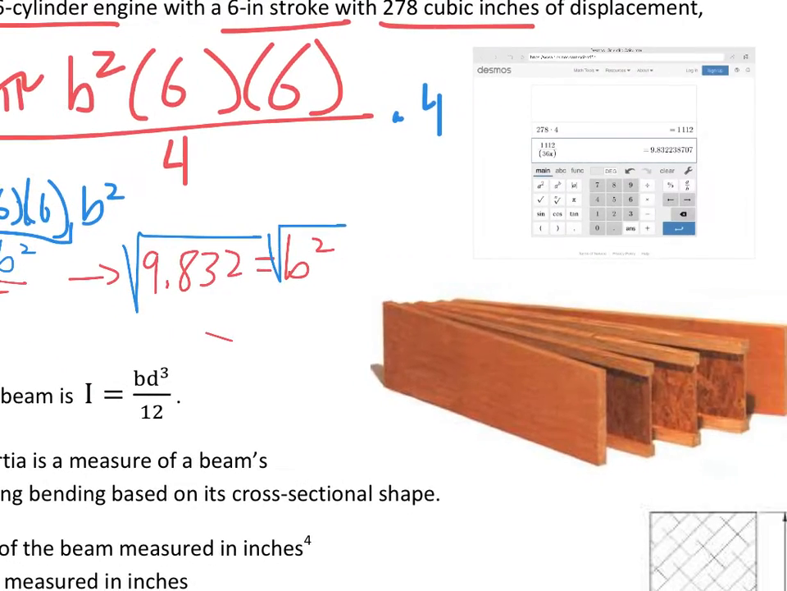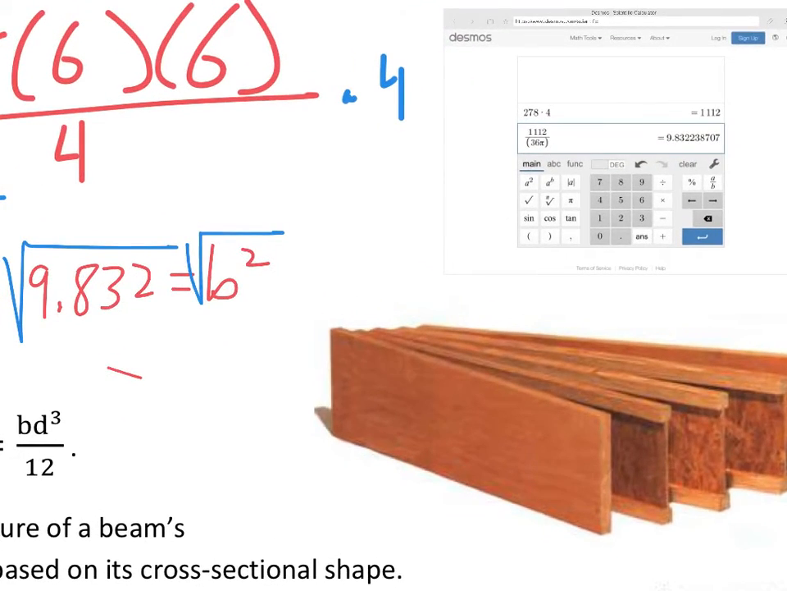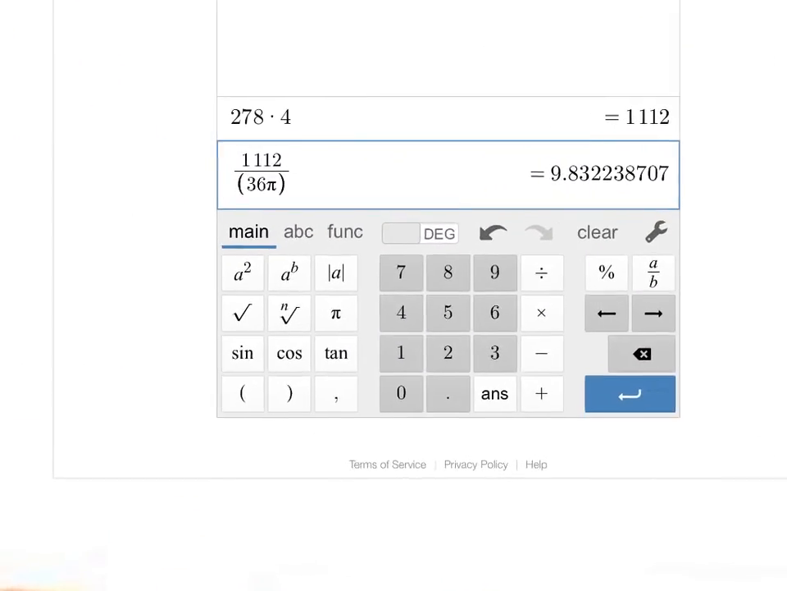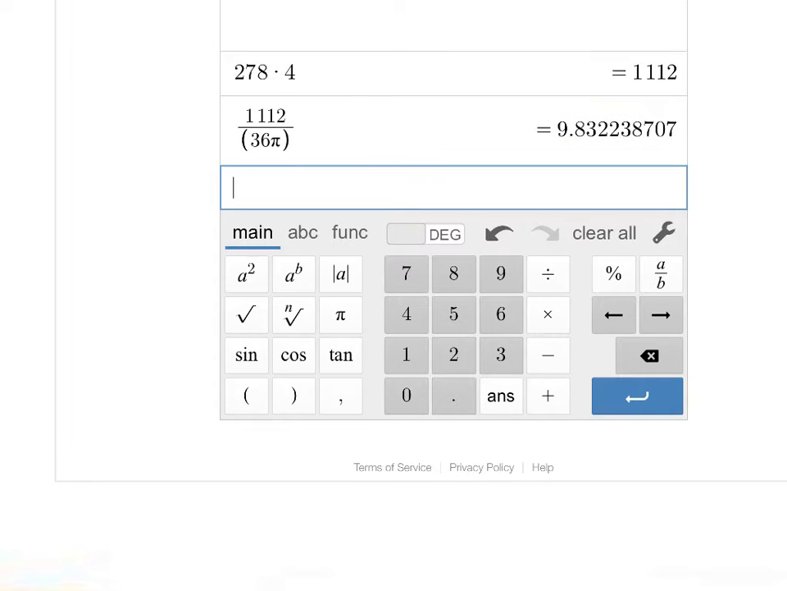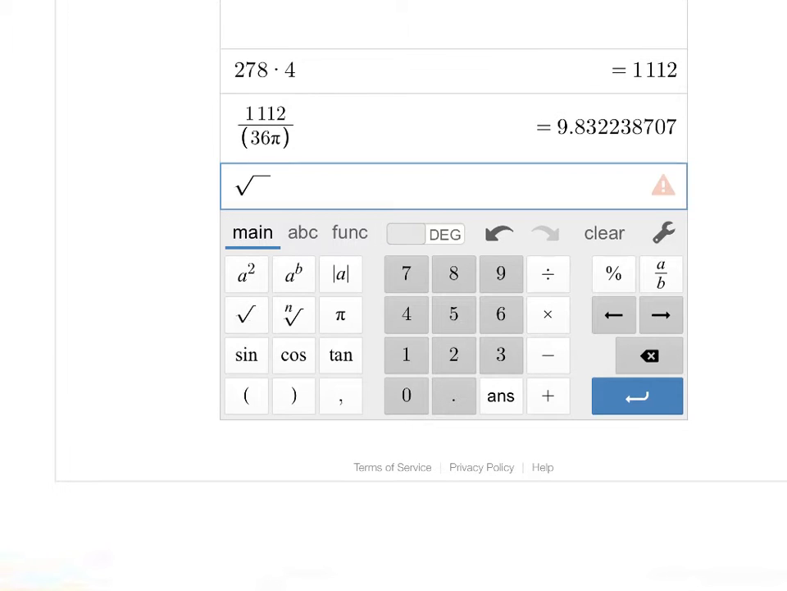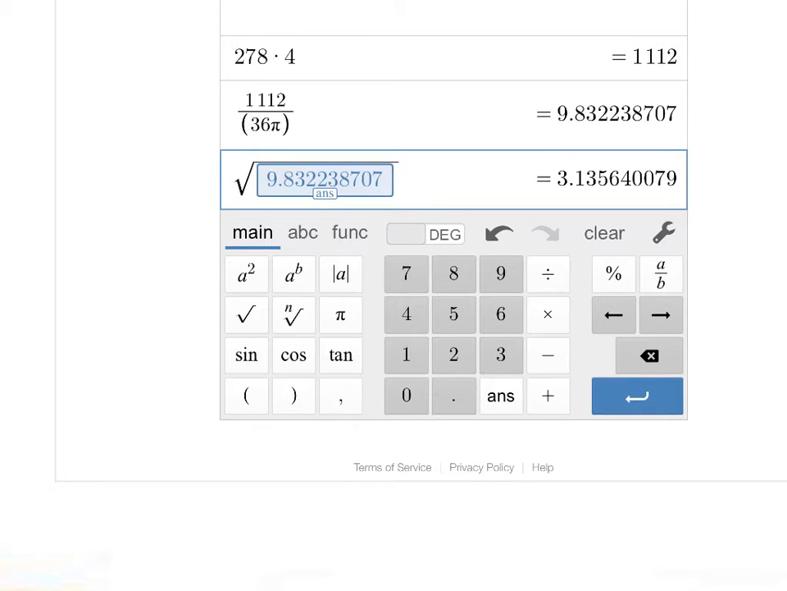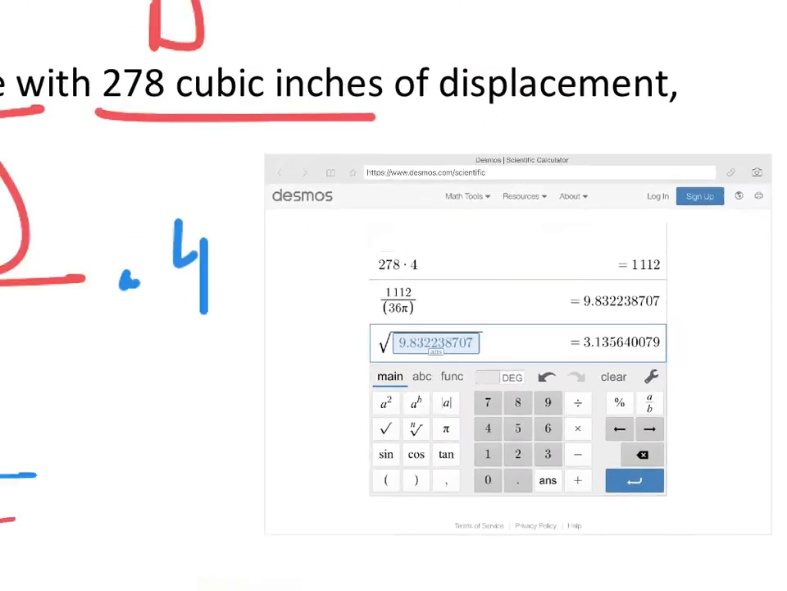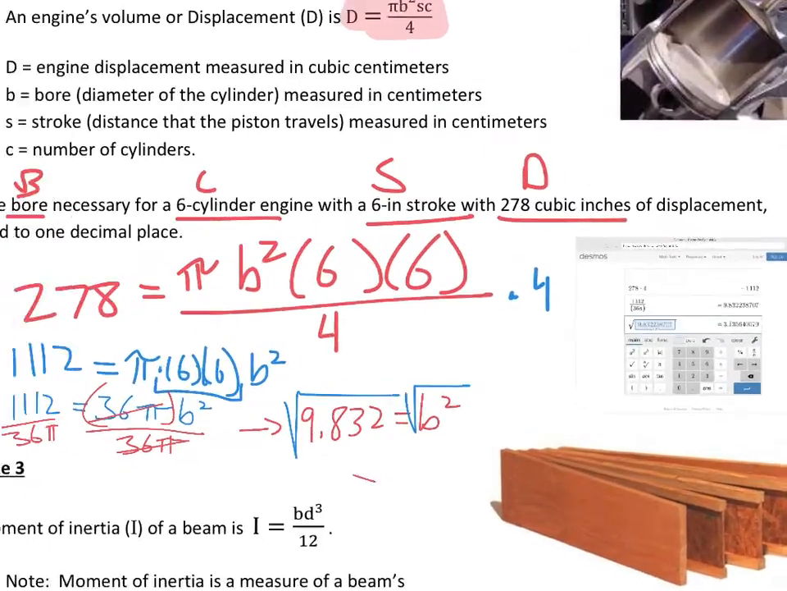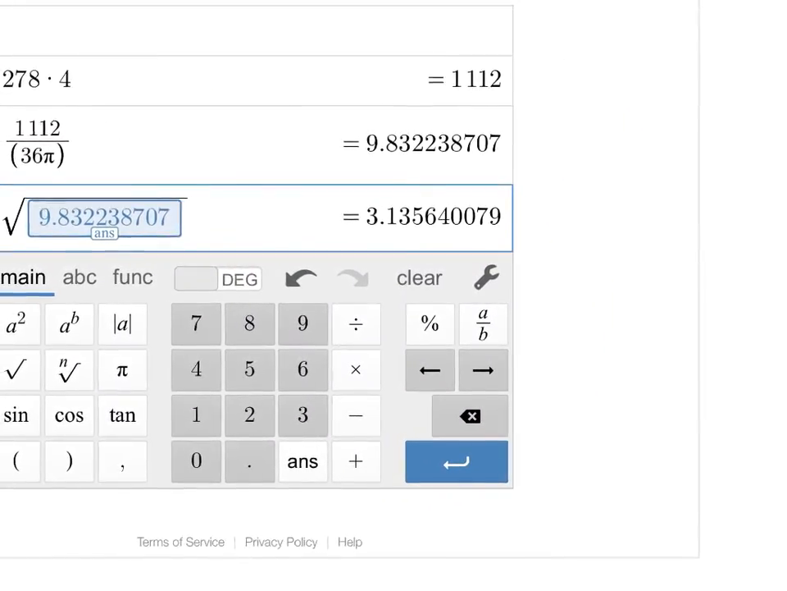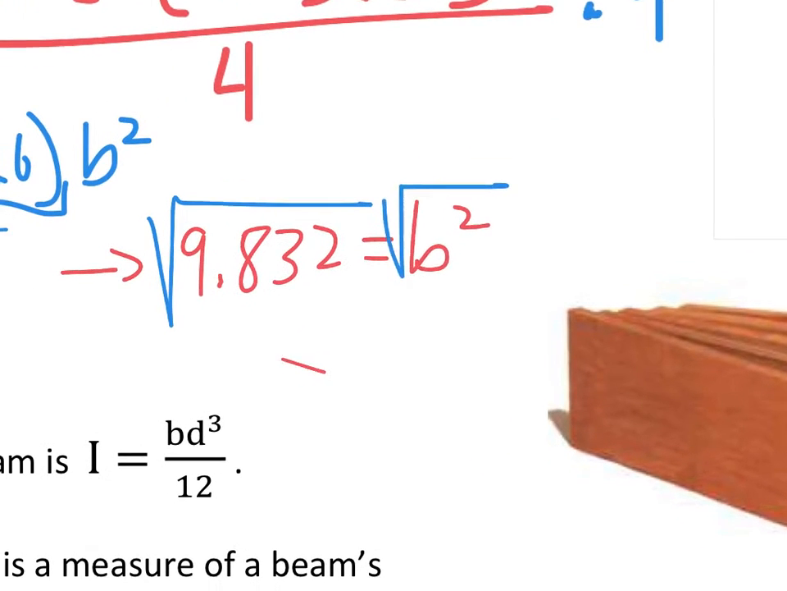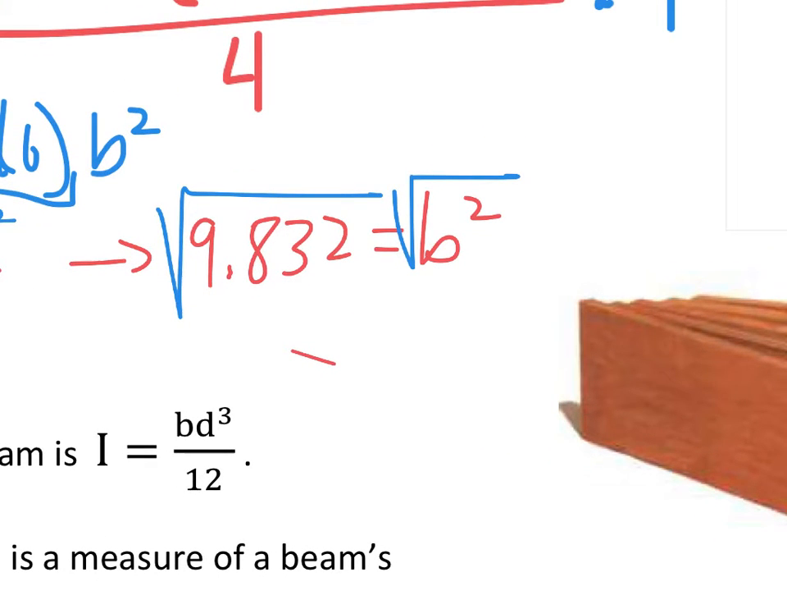Now, I have written we're going to square root 9.832, but I'm going to leave this in my calculator and square root that whole number. So if we use our square root button here, and instead of typing 9.832, I'm going to use the answer key to bring that down here. And we get 3.1356, and I don't know what we want to round to. One decimal place it says. So 3.1. So b is approximately 3.1.